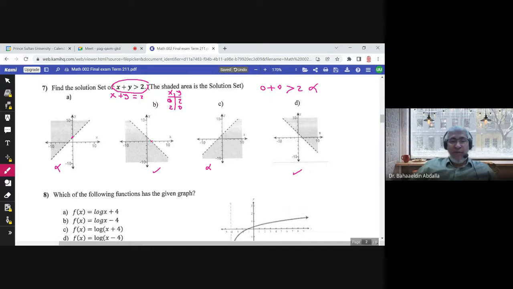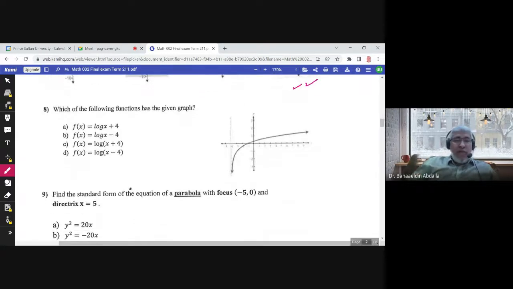So here (0, 0) is a part of the graph. So this is not the correct one. So D is the correct one. And this is the graph of this inequality, because (0, 0) is not a point in the graph, in the half plane.